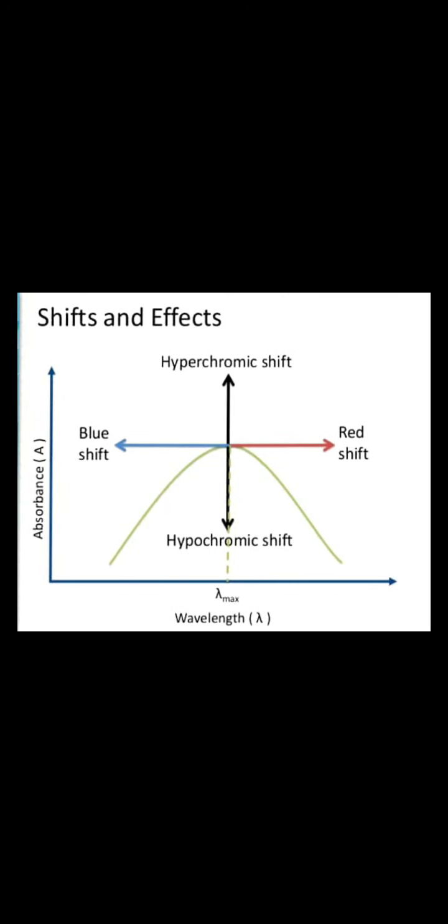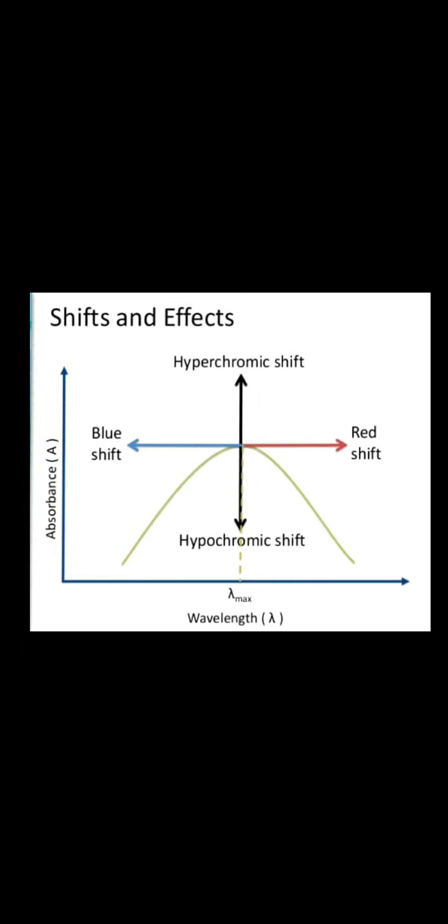So in graphical representation, absorbance and wavelength lambda maximum are shown. Hypochromic shift converts to hyperchromic shift, and blue shift converts to red shift and red shift converts to blue shift. The graphical representation is given below.